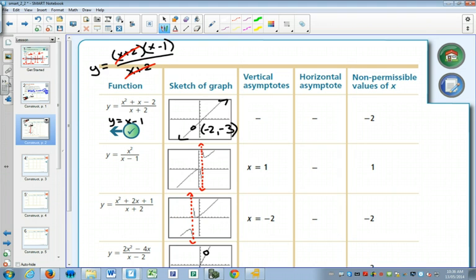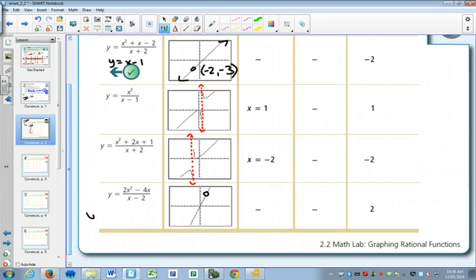There's one more with a hole. I can factor out a common factor of 2x. So I know my hole is going to be when x is 2. And now that it's simplified to y equals 2x, if I plug in 2, I'd get 2 comma 4. So if things factor and simplify, and the thing on the bottom goes away, then you're going to get a hole in your graph.